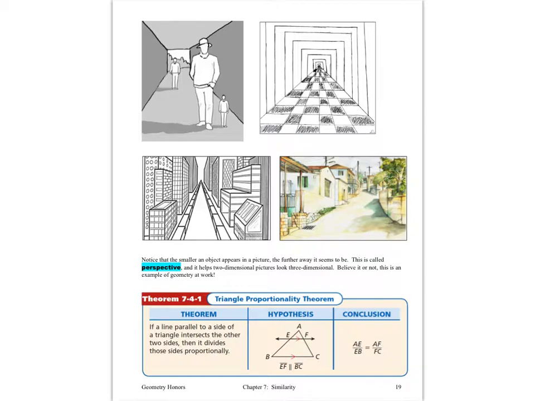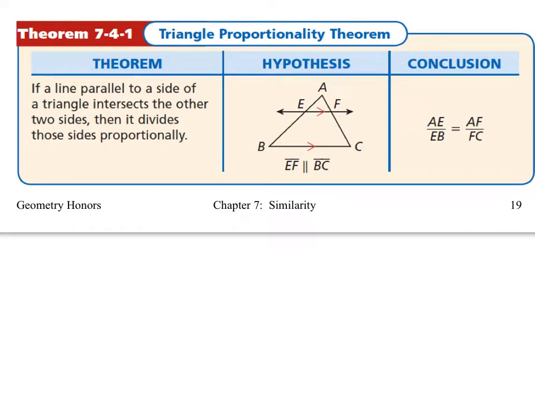Now let's take a look at the triangle proportionality theorem, the first theorem from this section. This theorem says if a line parallel to a side of a triangle, such as we've got right here, intersects the other two sides, then it divides those sides proportionally. So you can see in our image, we've got a side BC, which is parallel to this line EF cutting through our triangle. And what this is saying is our side AE has the same relationship to EB that length AF has to FC. We can see that in the conclusion of our theorem.